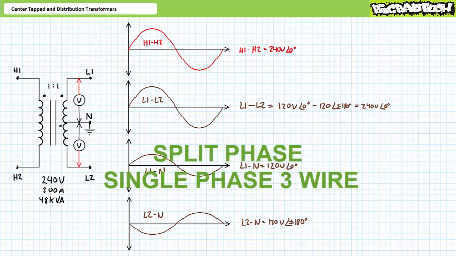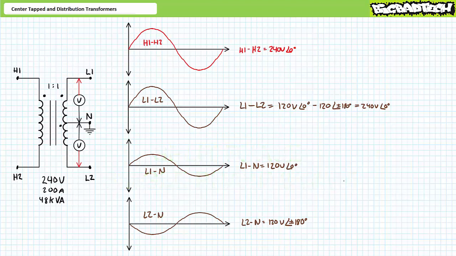This is what is known as a split phase or single phase three-wire system, where the three wires in question are L1, L2, and neutral. This is a common type of residential power distribution system in the United States.